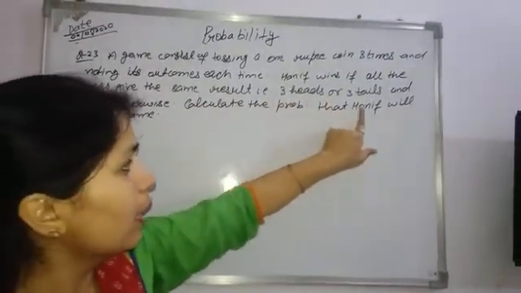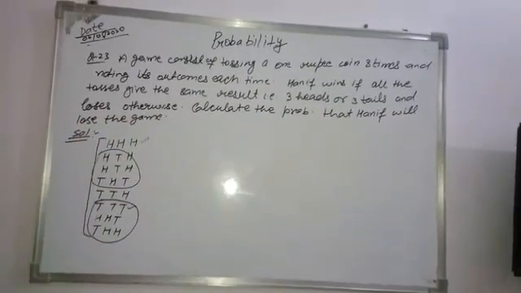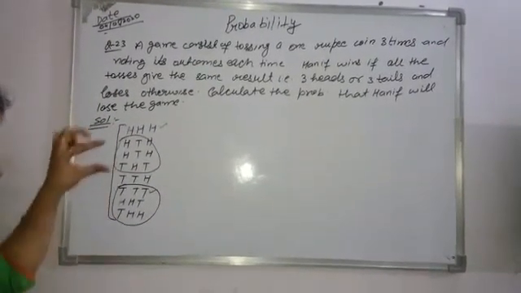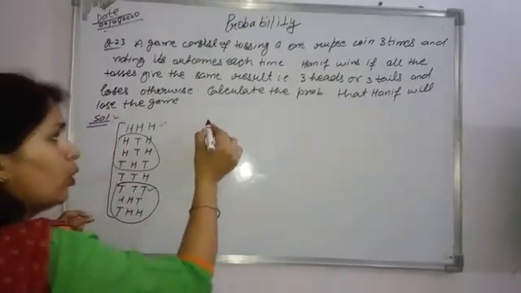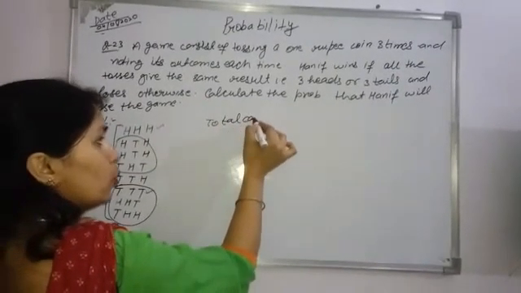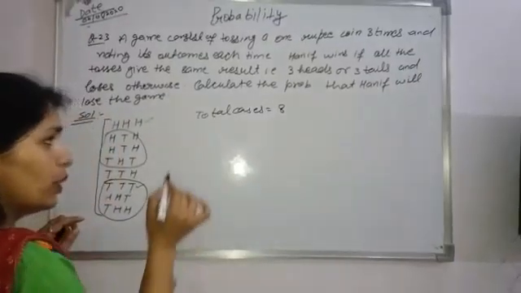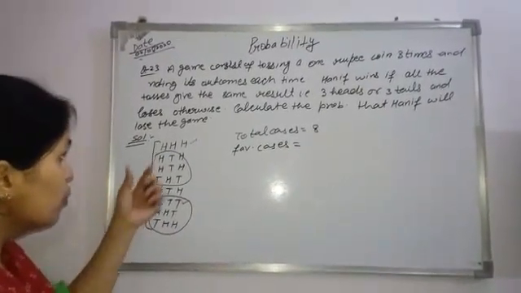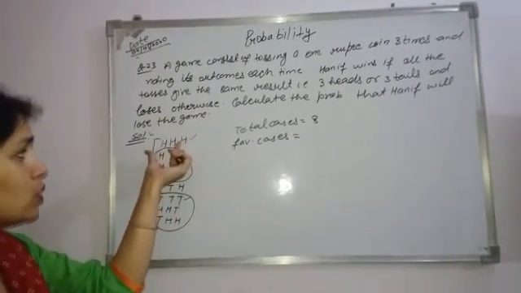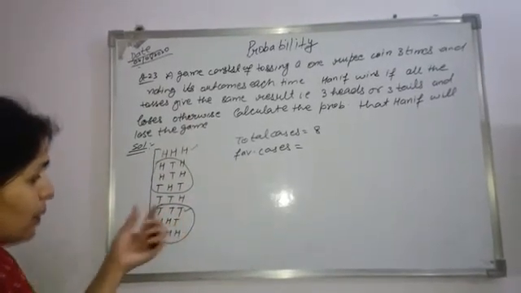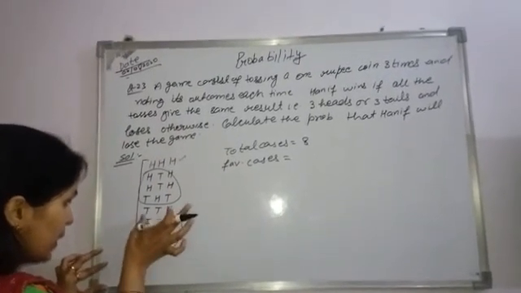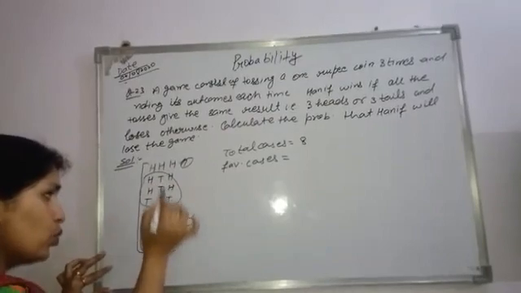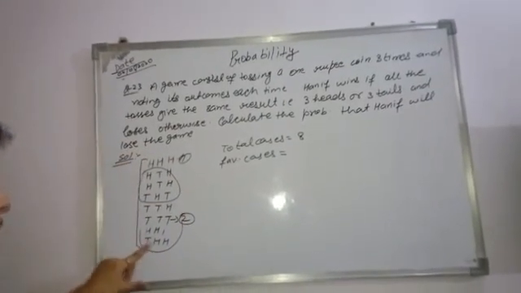Calculate the probability that Hanif will lose the game. The favorable cases are the cases where he loses the game. So first write down how many total cases we have. Total cases is equal to 8. And favorable cases, now tell me which cases are in our favor. When we don't have the same value, it means except all head and all tail, except these 2 cases. In these 2 cases only he will win the game, otherwise he will lose.